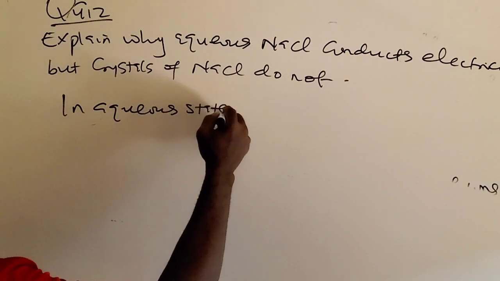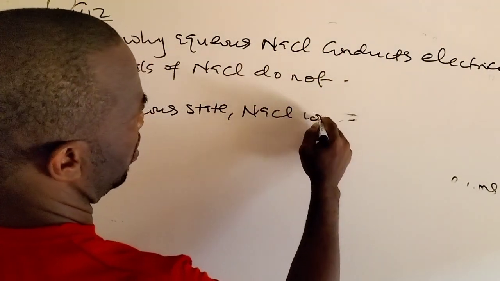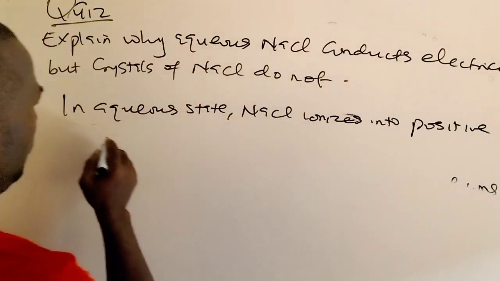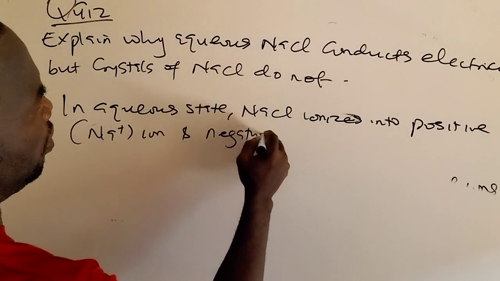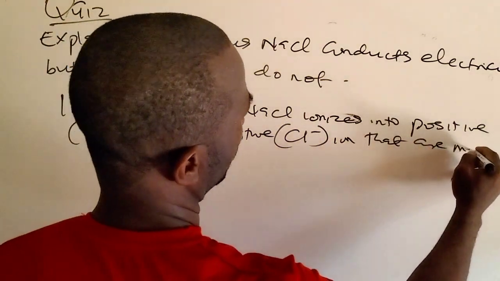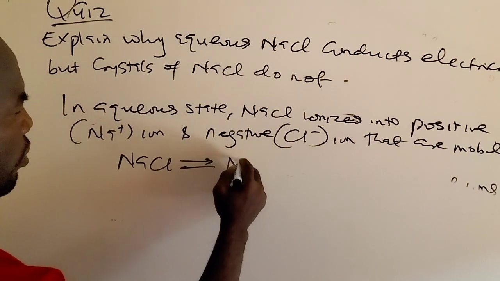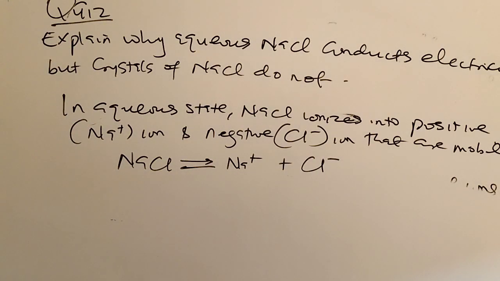state, sodium chloride ionizes or dissociates into positive, which is sodium ion, and negative chloride ion that are mobile. So in aqueous state, this compound, when dissolved in water, breaks into sodium ion and chloride ion that can move around freely. Unless the ions are free to move, they cannot conduct electricity. So that's why in aqueous state, it conducts electricity.